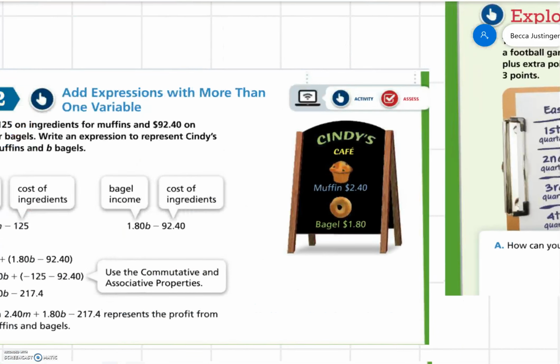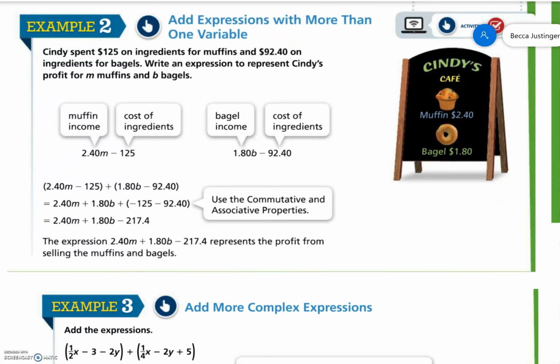Example number 2. Add expressions with more than one variable. Cindy spent $125 on ingredients for muffins and $92.40 on ingredients for bagels. Write an expression to represent Cindy's profit for M muffins and B bagels. So she makes $2.40 on a muffin. So no matter how many muffins she sells, that's going to be M. But we have to subtract the cost of ingredients for the muffins. Same thing with her bagels.